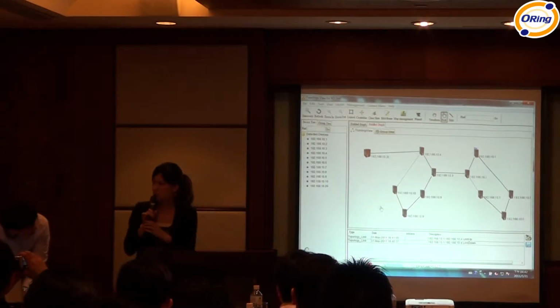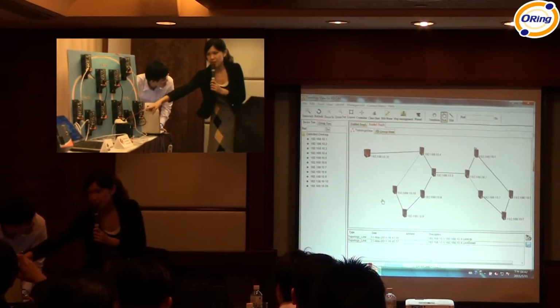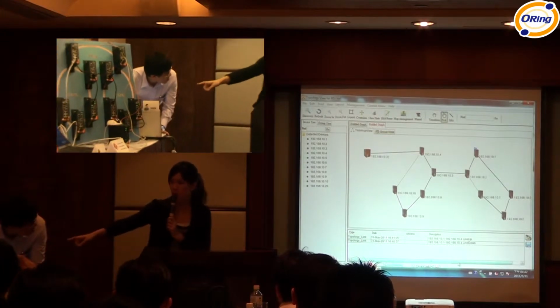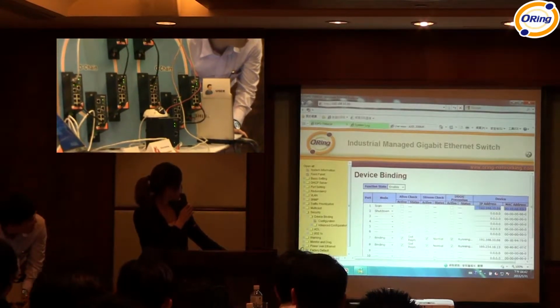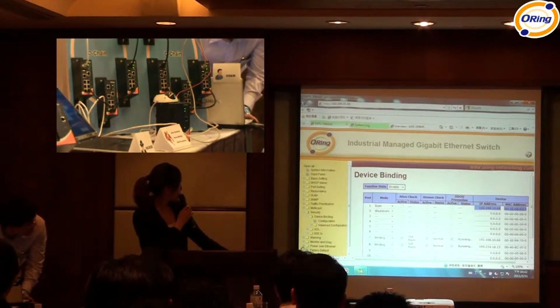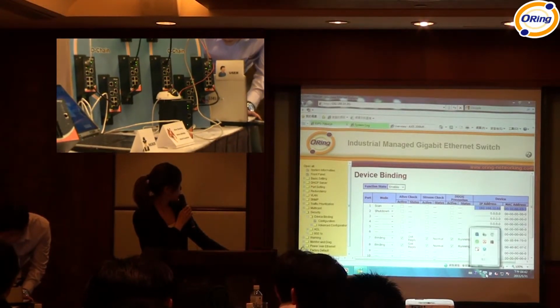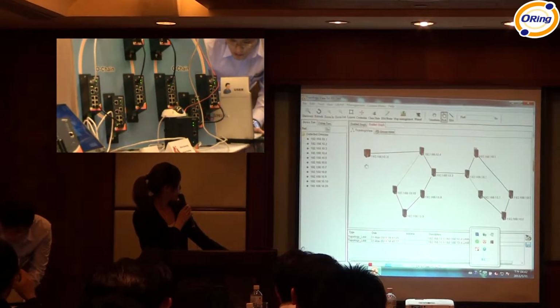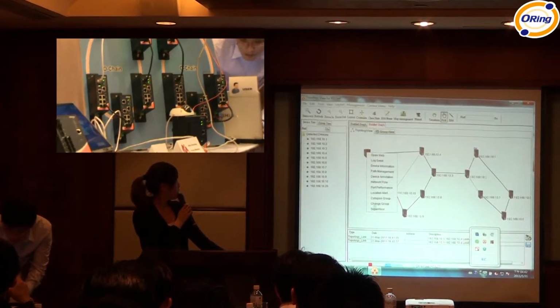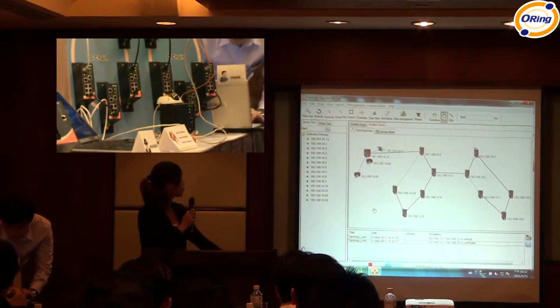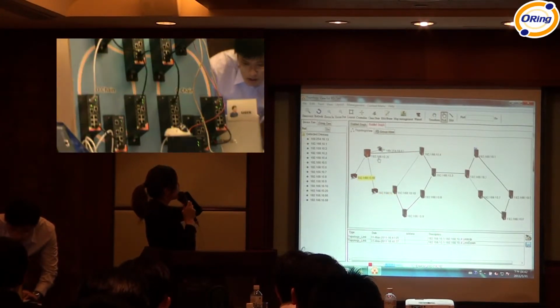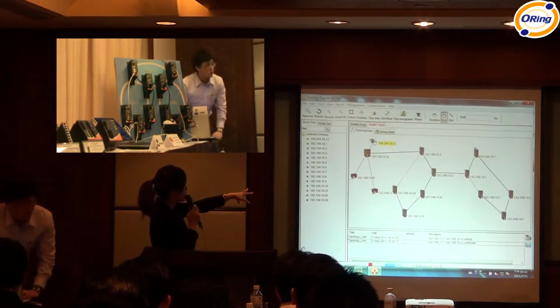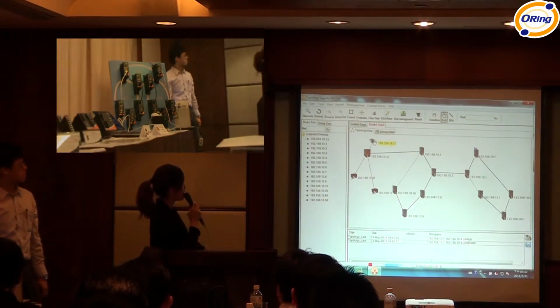Now it is our switch. This one is connected to an IP camera, one IP camera, and also a PC. So now, as you can see, the camera is there and the two PCs are connected.